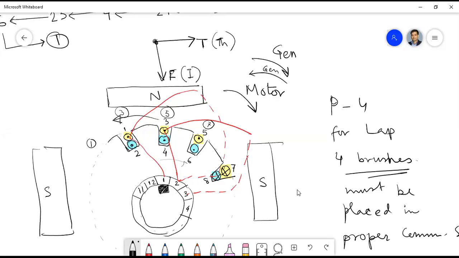So therefore, it's a necessity to change the current direction in a particular coil when it comes under a different pole, from south pole to north pole. When this type of change occurs, the current direction also must be changed. Otherwise, the torque will not be unidirectional. And to get a finite rotation, a finite speed, you need a unidirectional torque. Okay, so you have to understand that.